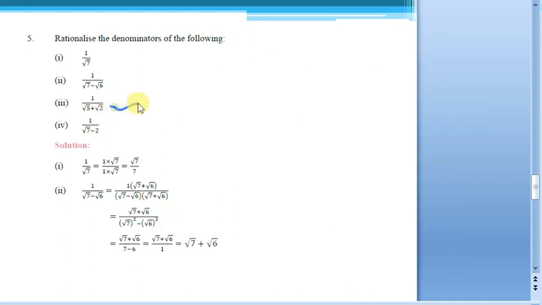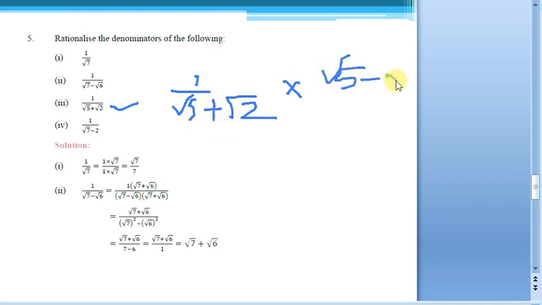That is the third one. So 1 by root 5 plus root 2. So how many terms are there in the denominator? 2. So binomial surd, what is going to be the rationalizing factor? Which term do we have to multiply with the numerator and denominator? It's its conjugate. Conjugate means what? The sign has to be different. So root 5 minus root 2 in the numerator and root 5 minus root 2 in the denominator.